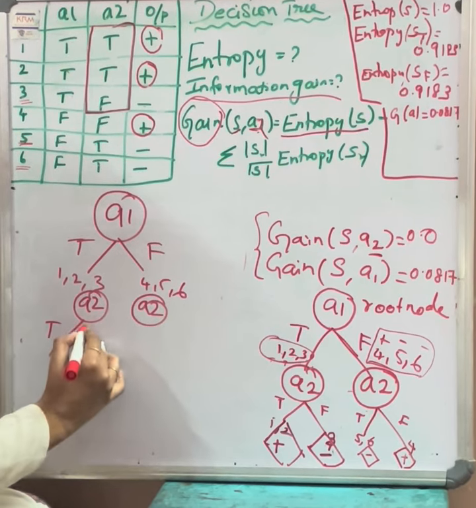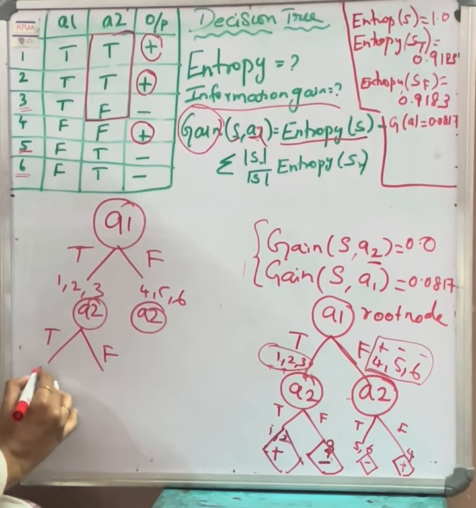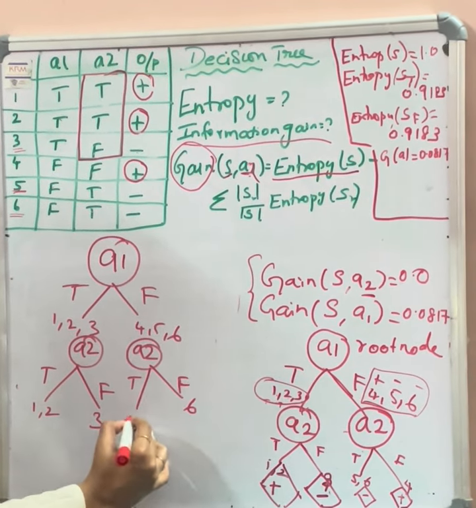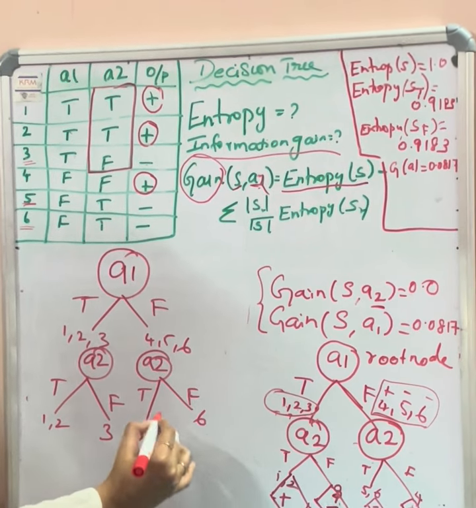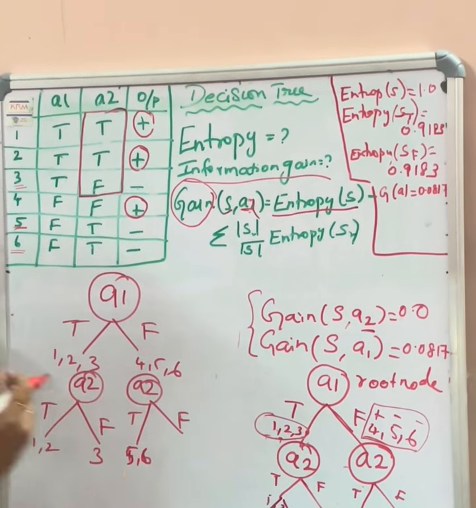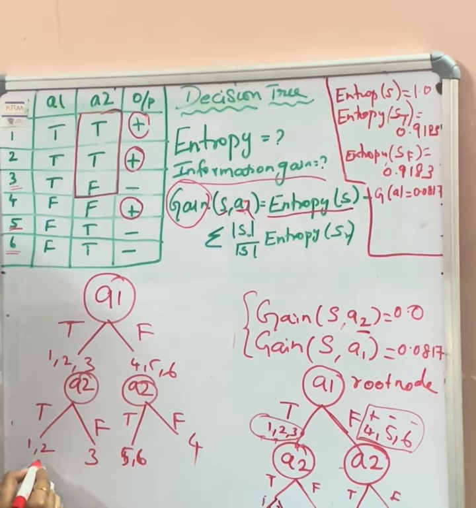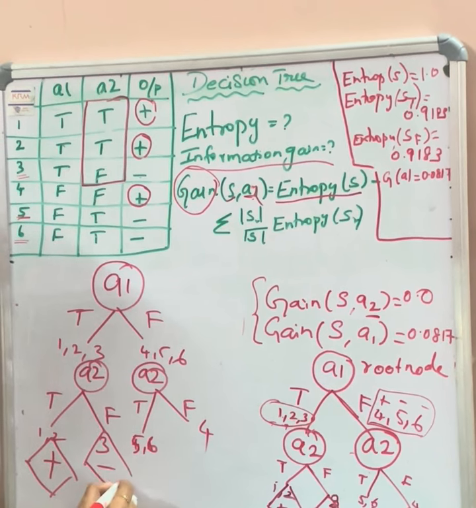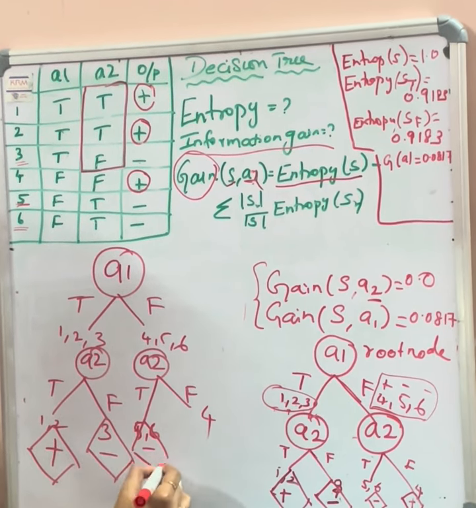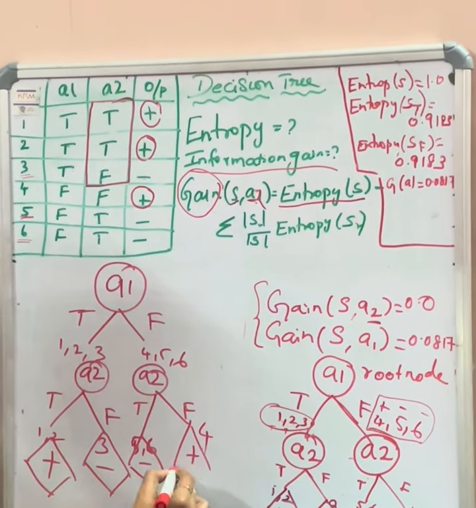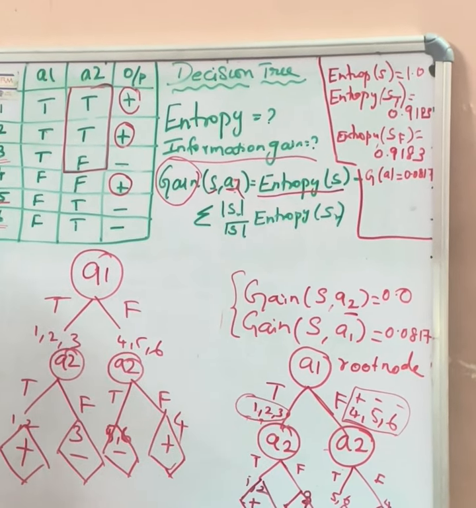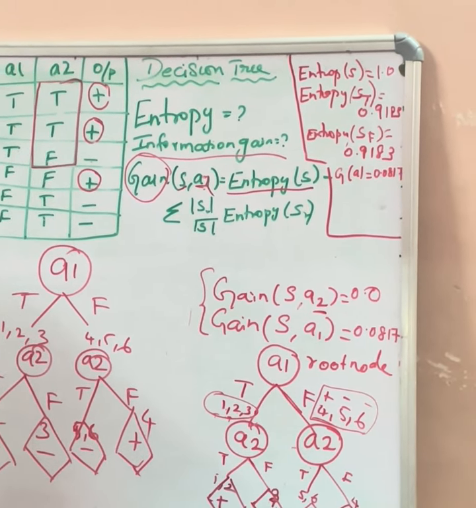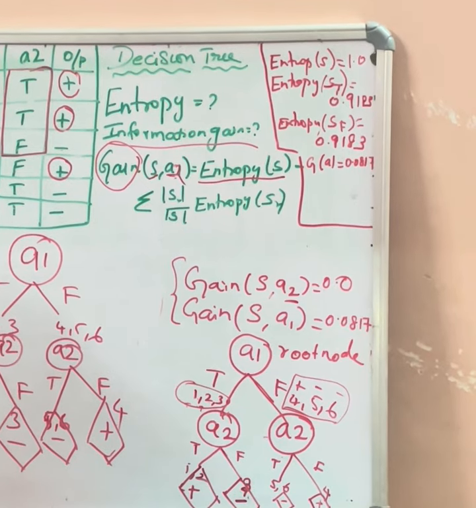And here I have true and false. You have to take only this into consideration, 1 and 2, and here it is 3, and true and false here. So 3 contributes false, and 5 and 6 contribute true, and 4 contributes to the false value. And from this we have concluded this is a positive decision and this is a negative decision. And here it is a negative decision and here it is a positive decision. So this is how you can conclude the decision tree when you process any samples using the formula.